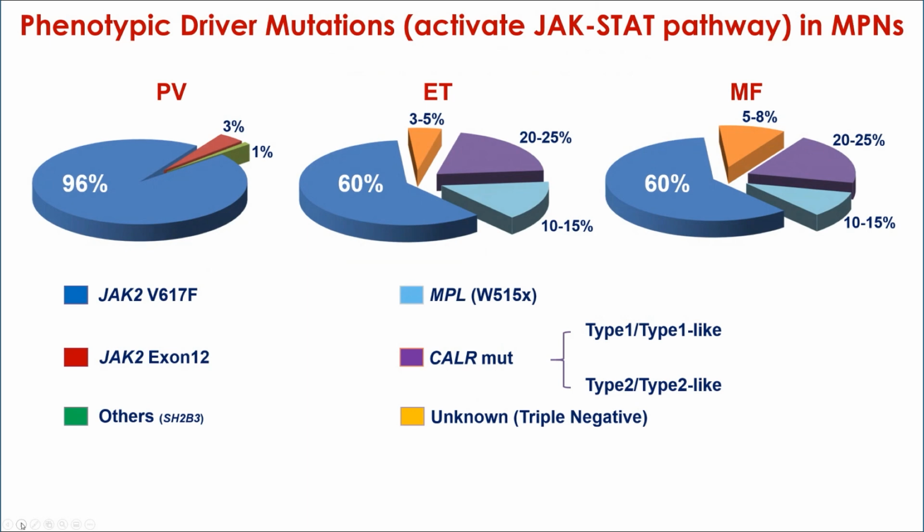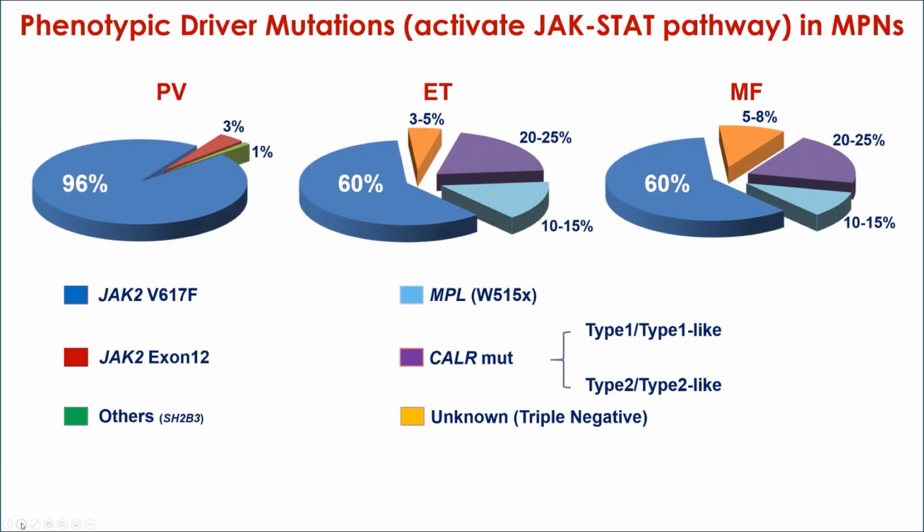In PV, of course, almost everybody has a JAK2 V617F, but few patients may have JAK2 exon 12 mutation, and there is still a possibility to have a PV patient without the JAK2 mutation. That would be LNK or SH2B3 mutation, which we don't usually test for, but that's another possibility in occasional anecdotal case of PV that is JAK mutation negative.